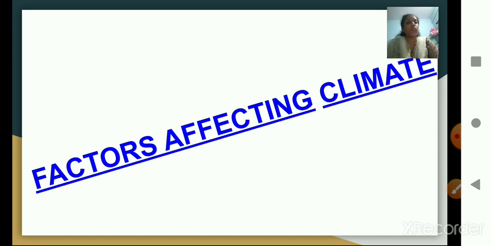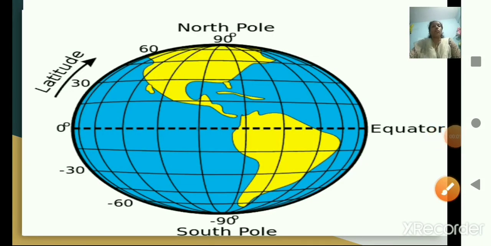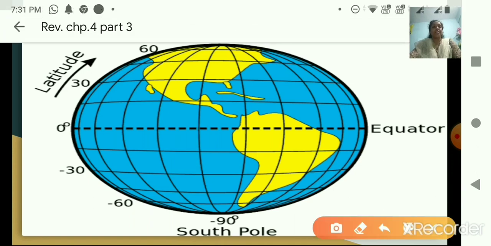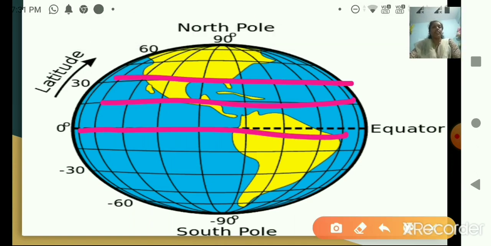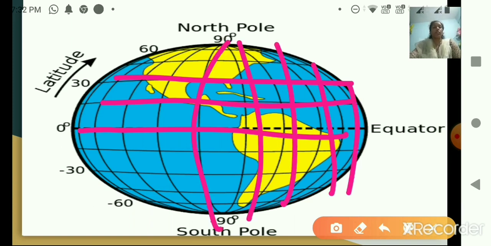Children, let us see what are the factors affecting climate. So in our today's class, we will see latitude. What is latitude? If you take a look at a map or a globe, you may notice lines running. See children? Lines running. Some are horizontal and some are vertical lines. On the map or on a globe, you see these kind of lines.